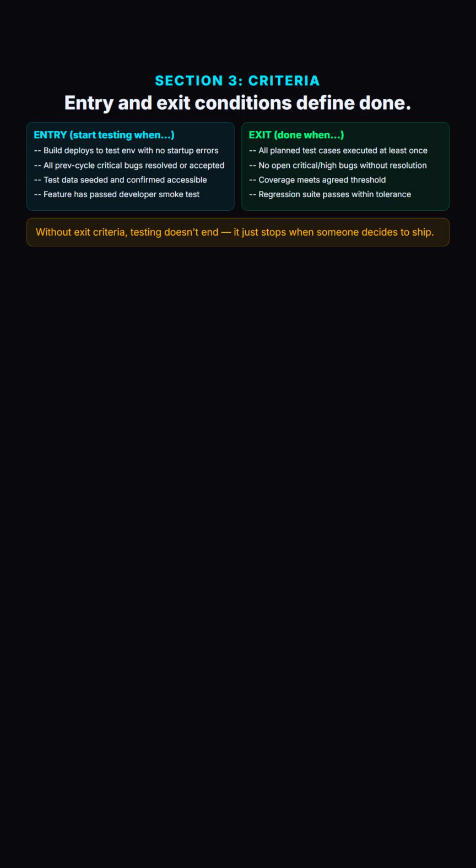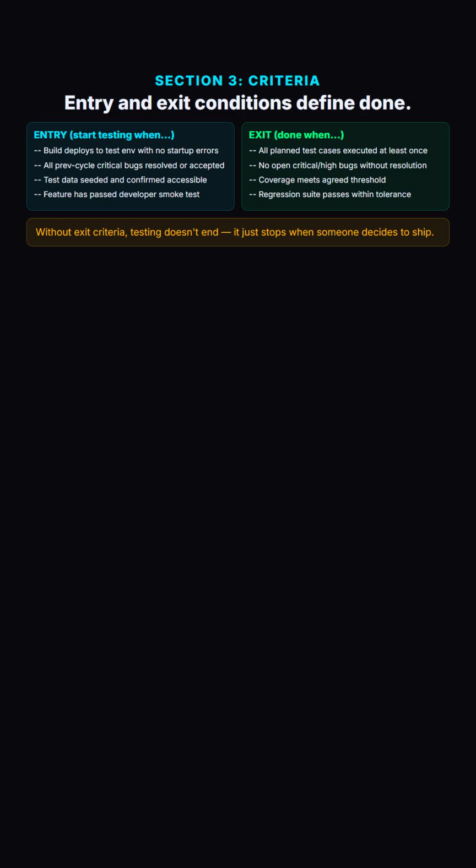Exit criteria are the conditions that must be true before testing is considered complete and the feature is cleared for release. They might include: all planned test cases have been executed at least once. No open critical or high-severity defects remain without an accepted resolution. Test coverage for the in-scope features meets the agreed threshold. And the regression suite passes with a failure rate below the agreed tolerance.